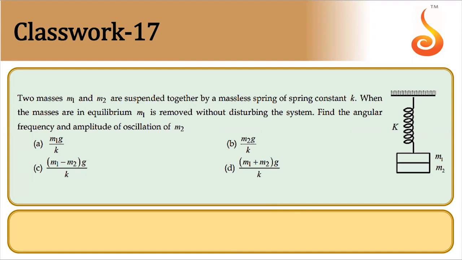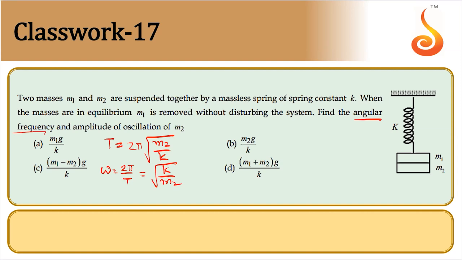See, M1 is removed, then M2 will oscillate. So the time period of oscillation of the spring mass system should be 2 pi root of M2 by K. Right? So you can find omega from this. Omega is 2 pi by T, that is equal to root of K by M2. So we got omega, the angular frequency they have asked for. It's not there in the options anyway. Now we need to find the amplitude of oscillation.